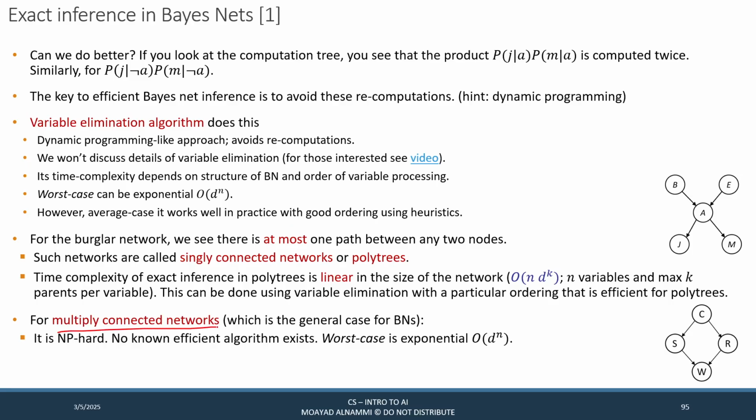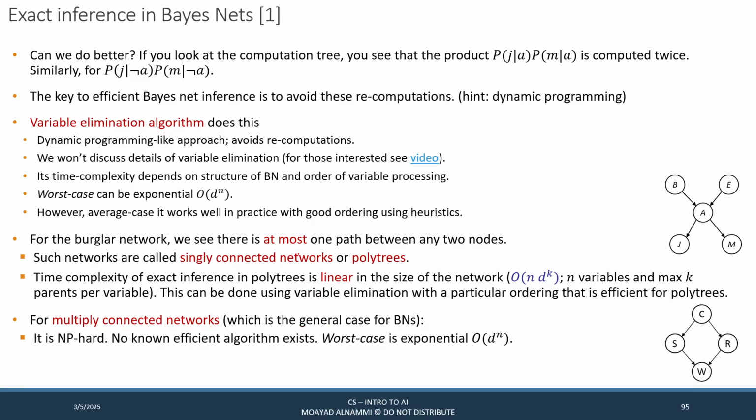Whereas for multiply connected networks, which is the general case or the worst case for BNs, it is NP-hard to do exact inference. There is no known efficient algorithm. Worst case is D to the power of n. So in the worst case, even if you apply variable elimination for these multiply connected networks, it will take exponential time complexity to answer the queries.